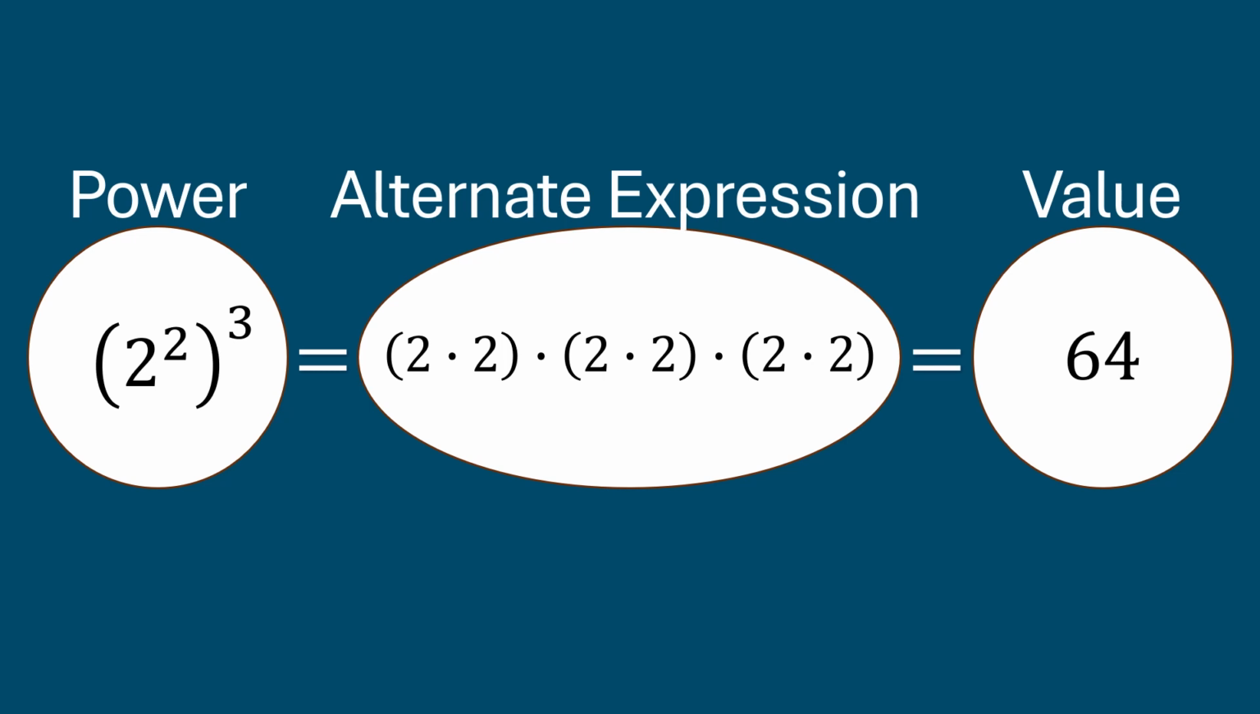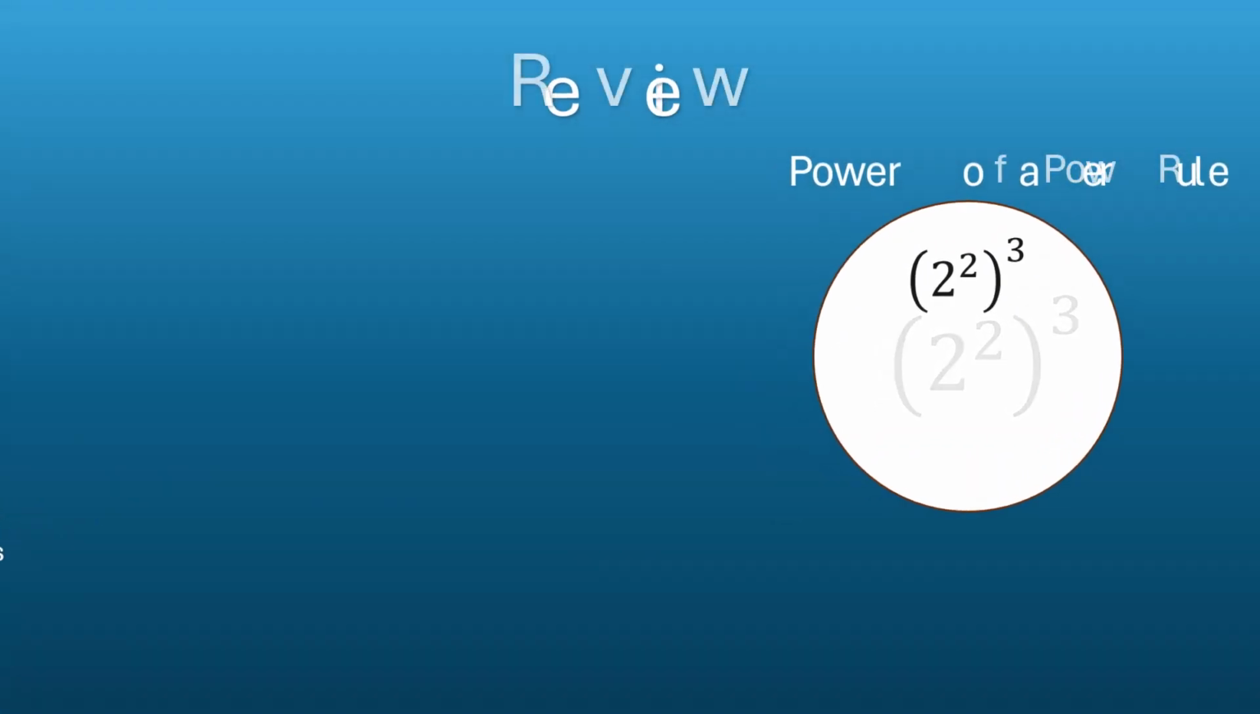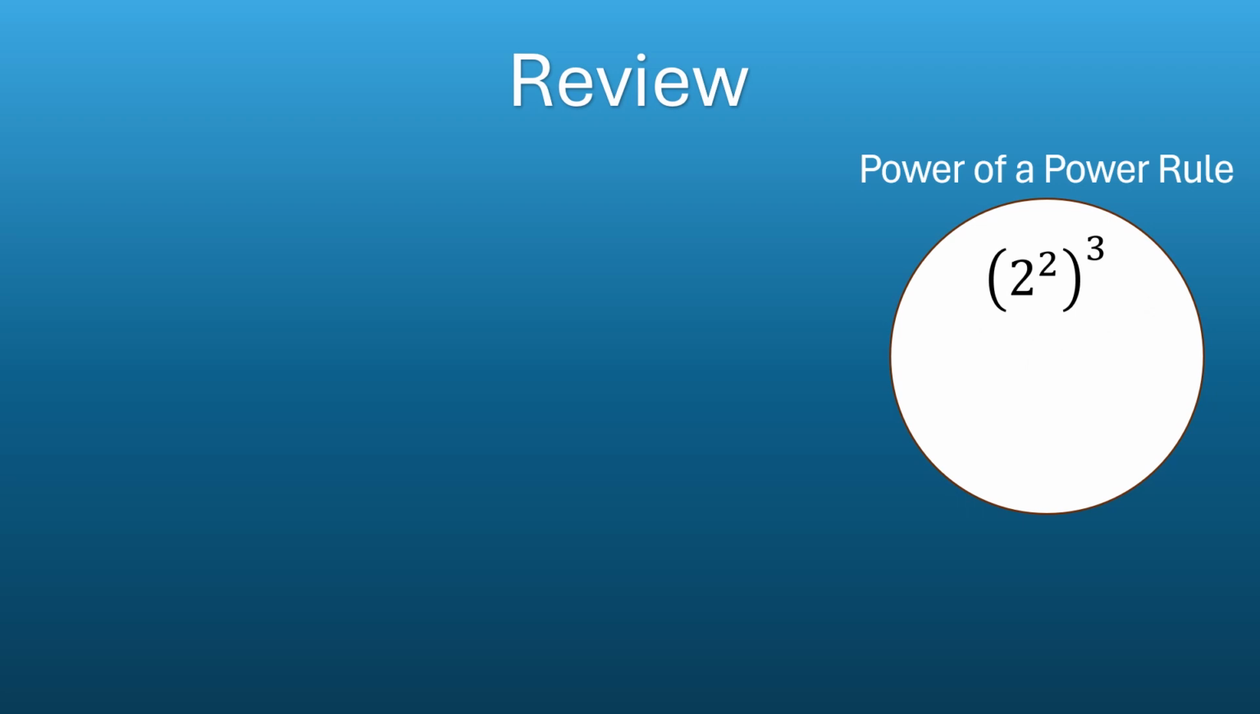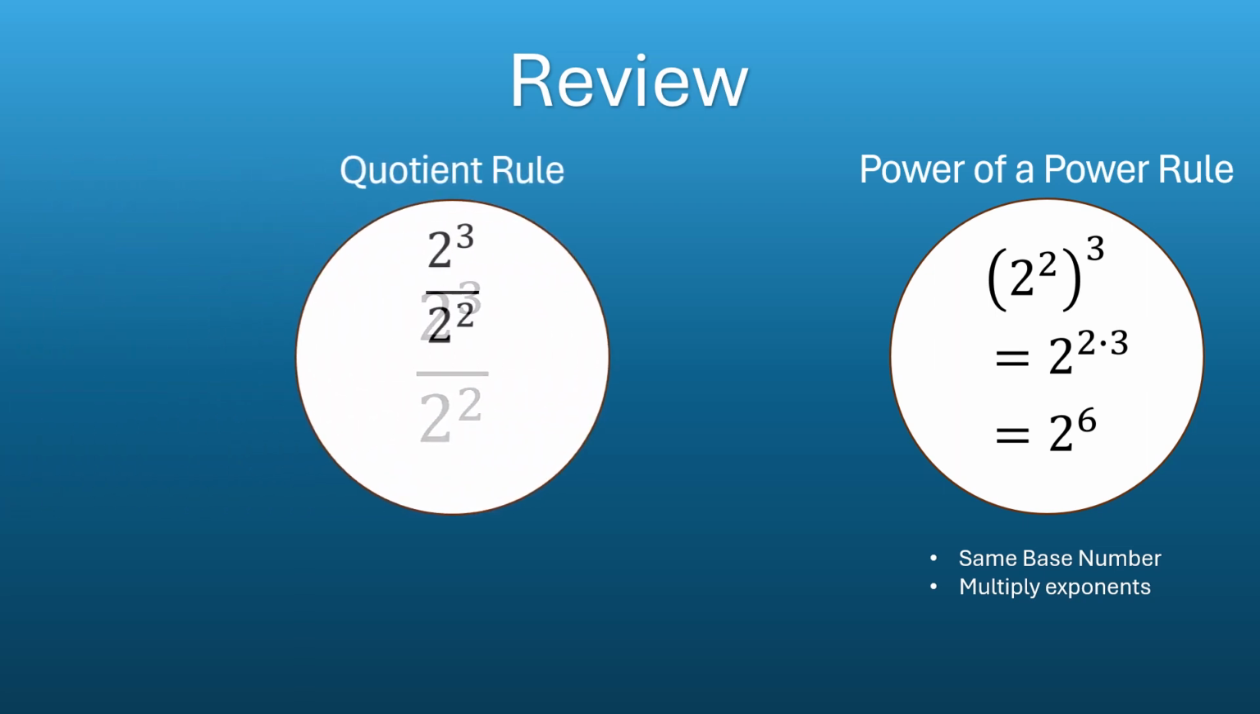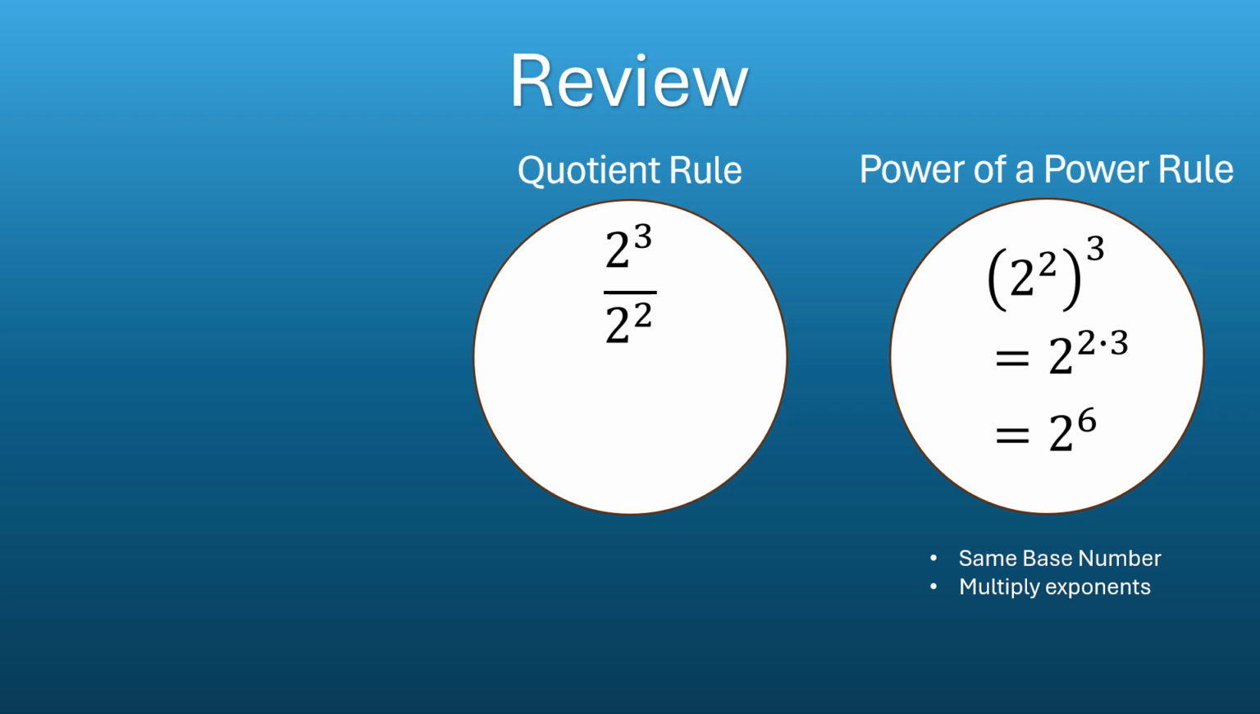With all of this information, let's go through a final review. Starting with the power of a power rule. Notice I have parentheses. First thing I need to know, I have the same base number. I will multiply the exponents for a final value of 2 to the 6th power. Continuing with the quotient rule, in this sense, I again have the same base number, but now I will subtract the exponents. When I subtract, I start from the top, take away the bottom, for a final value of 2 to the 1st power.